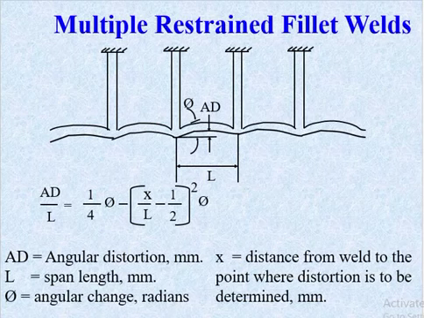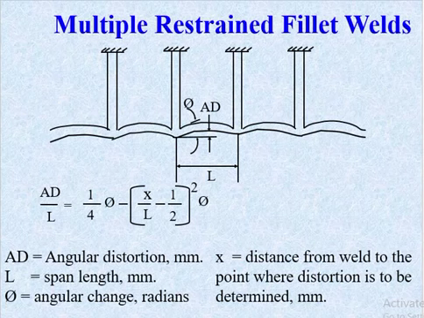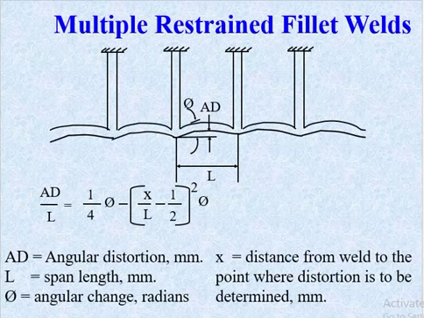Then the multiple restraint fillet weld. If you see here, AD equals L/4 × (φ − X/L) − 1/2 × φ squared. AD equals angular distortion, L equals span length. What is the span length? L. Phi equals angular change, in radians. X equals the distance from the weld to the point where distortion is to be determined. So this is called X.